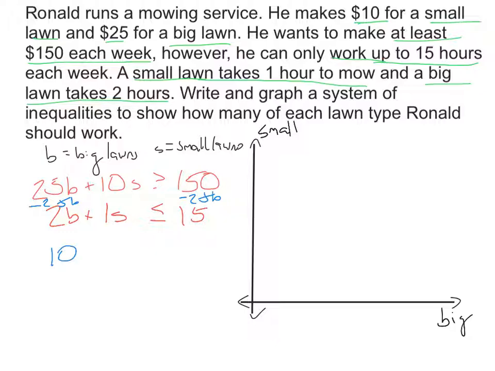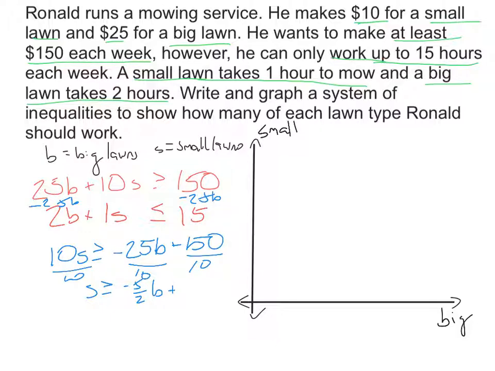So 10s is greater than or equal to negative 25b plus 150. And then we divide by 10. And so s is greater than or equal to negative 25 over 10, which simplifies into negative 5 halves times b plus 15. Okay, and then the other one, if I get that alone, I'm basically just going to subtract 2b, and I come up with s is less than or equal to negative 2b plus 15.